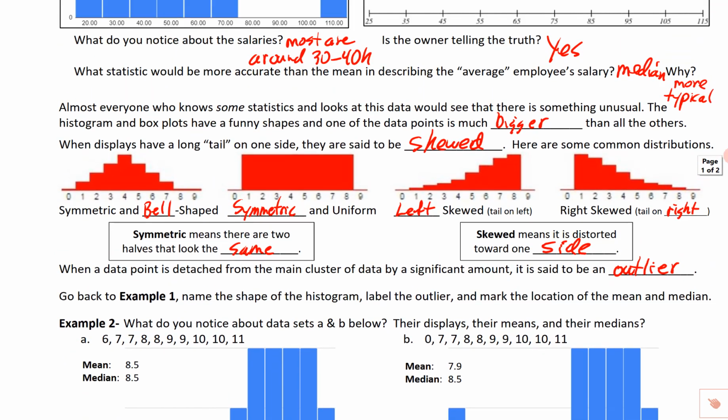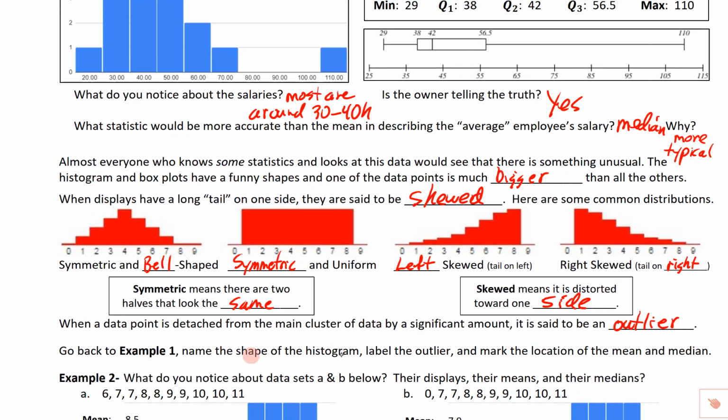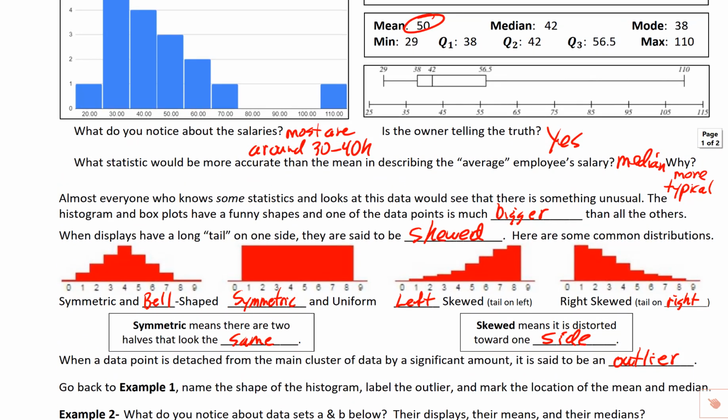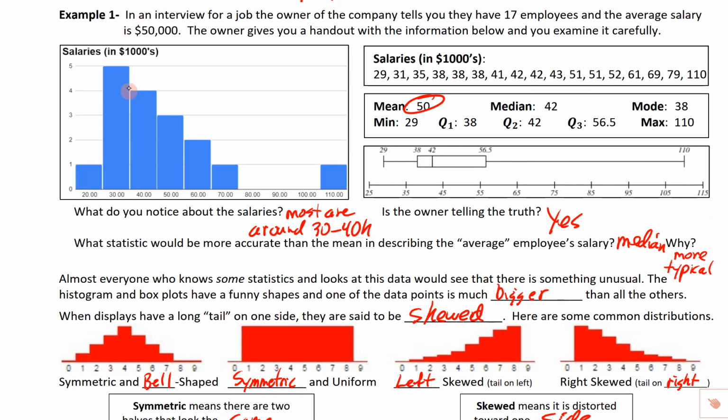Okay, so we're going to go back to example number 1, and we're going to name the shape of the histogram, we're going to label the outlier, and we're going to mark the location of the mean and the median. So I'm going to come up here and we'll give this a name. Because this kind of has a tail to the right, we're going to say that this is right skewed. You can either say right skewed or skewed to the right. So that takes care of the shape. And you can also kind of see that there might be a long tail here in the box plot as well. And then this right here, we're going to call that an outlier for the time being, because that's really far away from the other ones.